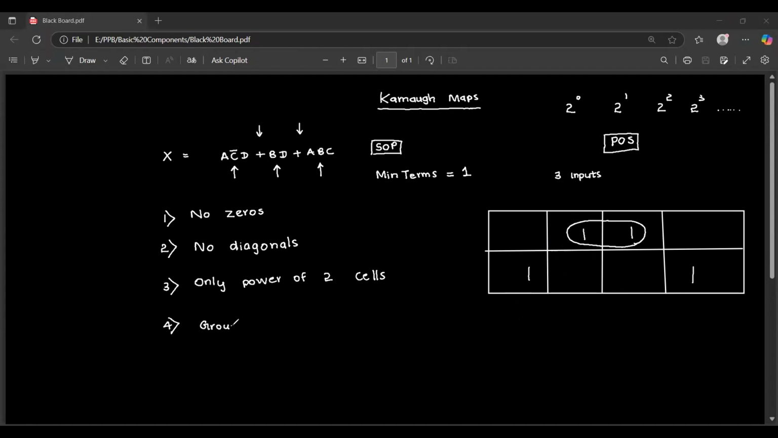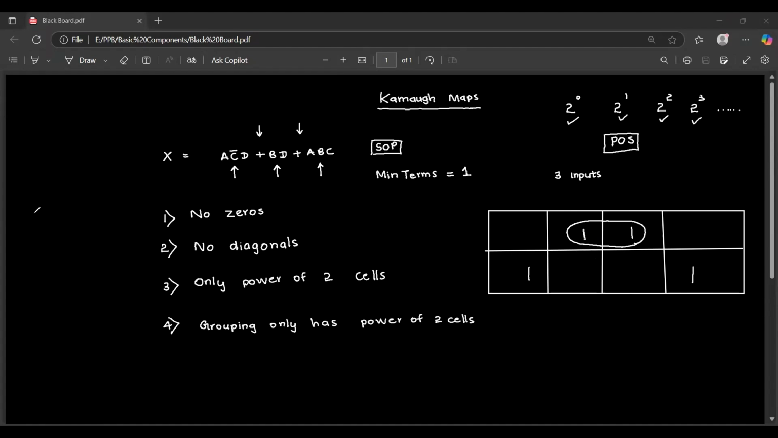Grouping only has power of 2 cells. It can be 2 to the power 0, it can be 2 to the power 1, it can be 2 to the power 2, it can be 2 to the power 3. So that's the rule. When you are connecting the consecutive terms like this, you have to keep in mind you can only group power of 2 cells.